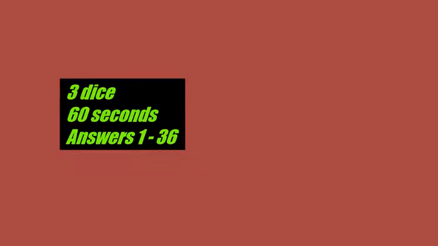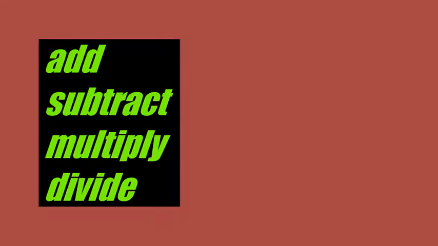You already know that in Number Knockout, you roll 3 dice and have 1 minute to say as many equations as you can with answers up to 36. You can add, subtract, multiply, or divide. But what I didn't tell you is that you can also use powers.